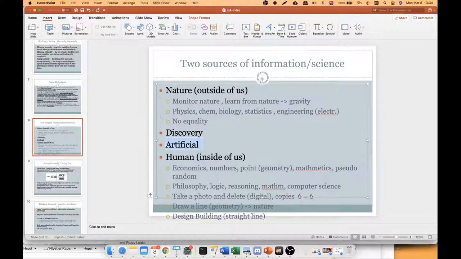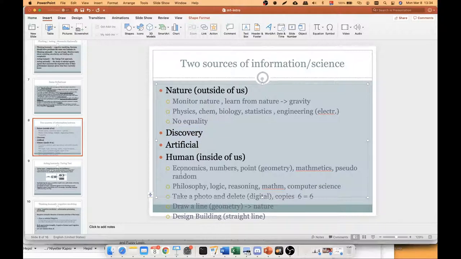So the definition of artificial is this, okay? So artificial means changing the nature, applying to the nature, acting on the nature using some information from inside of us. And discovery is something we understand from the nature, and then we model it, we write the terminology using the knowledge inside of us. So these are two terms with opposite meanings, maybe from this perspective.